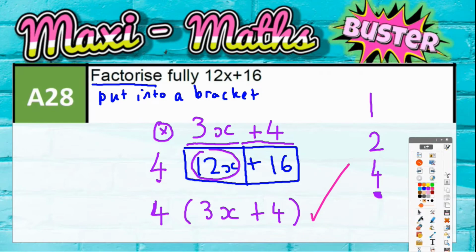But just as a check, we should expand the bracket and double check that we get back to what we started with. So remember, to expand the bracket, everything inside the bracket is times by the number in front. So 4 lots of 3x gives us the 12x in the question, and 4 lots of positive 4 gives us positive 16 from the question. So if we expanded that bracket, we would indeed get back to the question. So factorising and expanding are just opposites of each other.